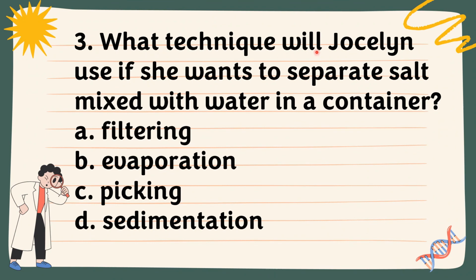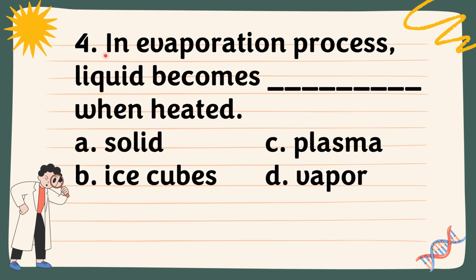Number 3, what technique will Jocelyn use if she wants to separate salt mixed with water in a container? A. Filtering. B. Evaporation. C. Picking. Or D. Sedimentation. The correct answer is letter B. Evaporation. Number 4, in evaporation process, liquid becomes blank when heated. A. Solid. B. Ice cubes. C. Plasma. Or D. Vapor. The answer is letter D. Vapor.